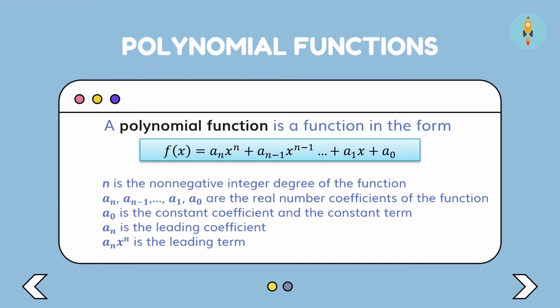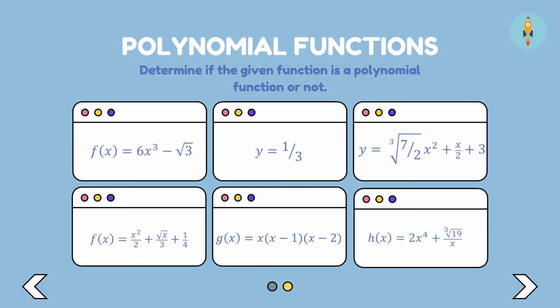What are polynomial functions? A polynomial function is a function in the form where n is the non-negative number degree of the function. Degree refers to the highest exponent of x. Determine if the given function is a polynomial function or not. Polynomial. This is a cubic function, a polynomial function of degree 3. Polynomial. This is a constant function, a polynomial function of degree 0.